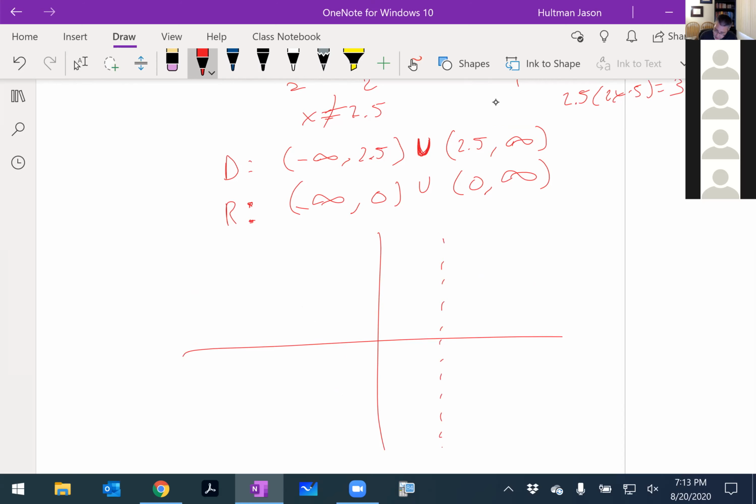So we've got this guy going, and this guy going, and this guy, and that guy. Okay. And so this guy is x equals 2.5. Can't have 2.5 there. Okay, and this guy is y equals 0. Okay, can't ever have y equals 0 either. And you know what those are called?